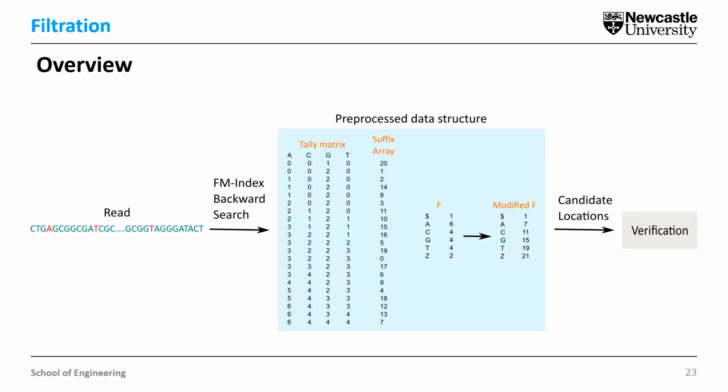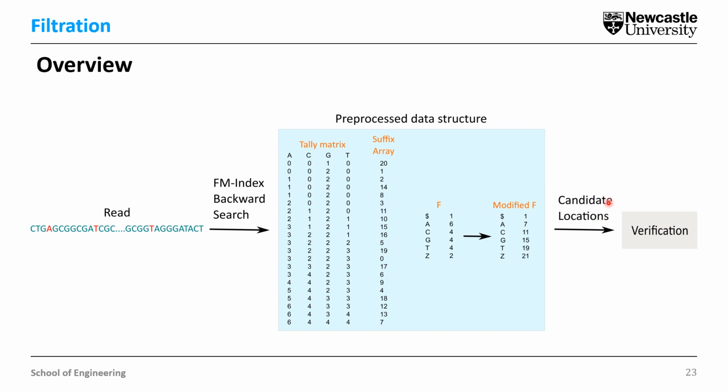This slide presents an overview of what filtration does. Filtration takes a read and applies an FM index backward search, which we will explain in a little while, on a pre-processed data structure obtained from the reference genome, to obtain the candidate locations so that they can be verified using the Myers bit vector semi-global dynamic programming variant.